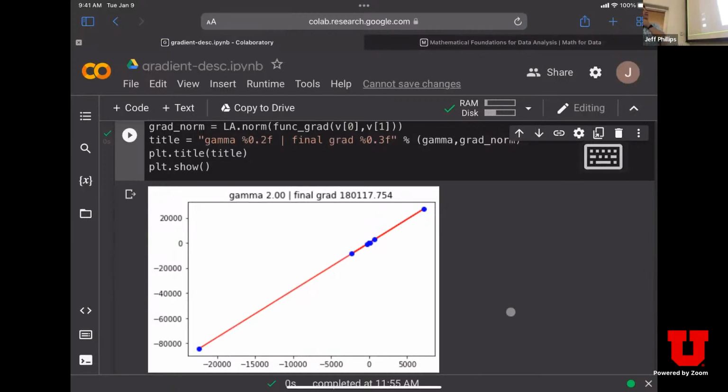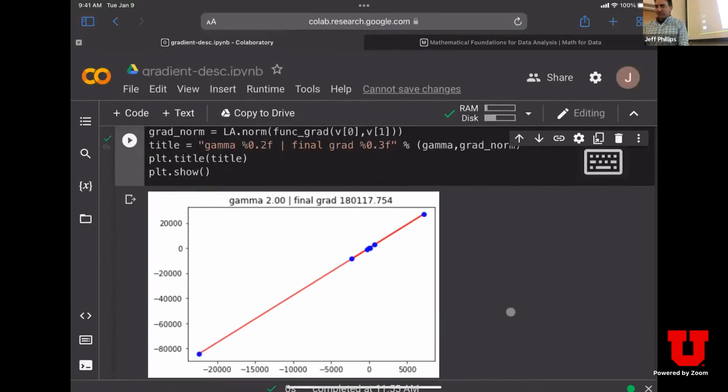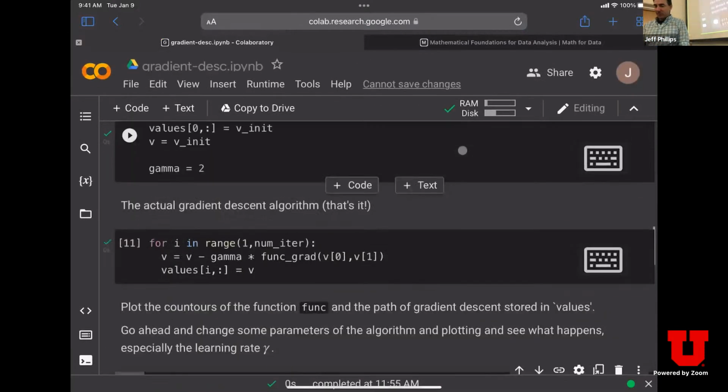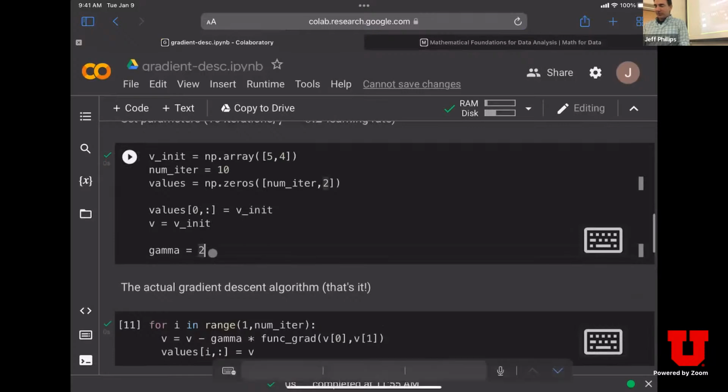Oh, what has happened here? That is not good. Okay, I've only plotted the function in 0 to 5, but my steps jumped all over the place here. Okay, let's try something more manageable. So this learning rate is too large, if that was not clear.